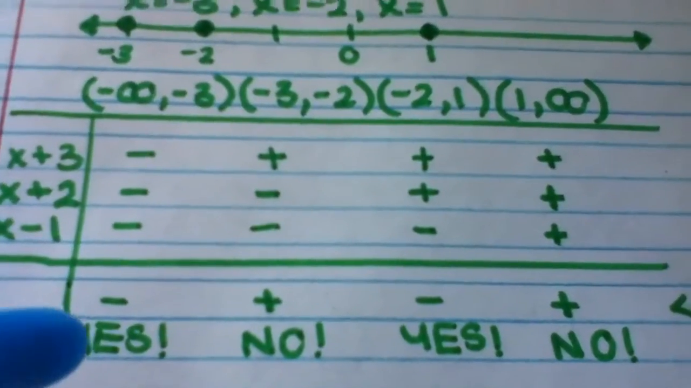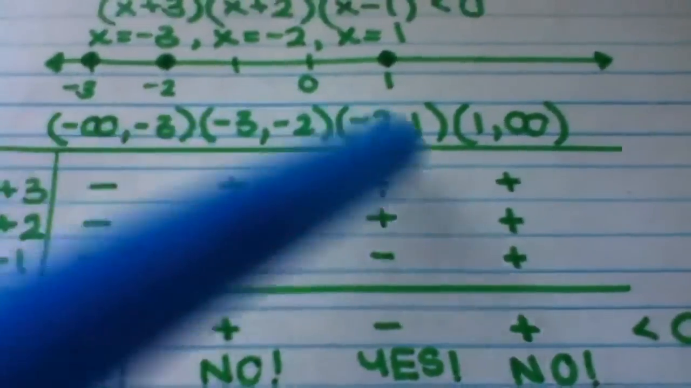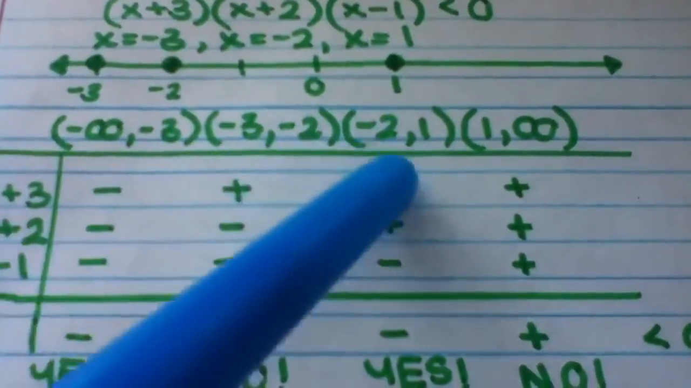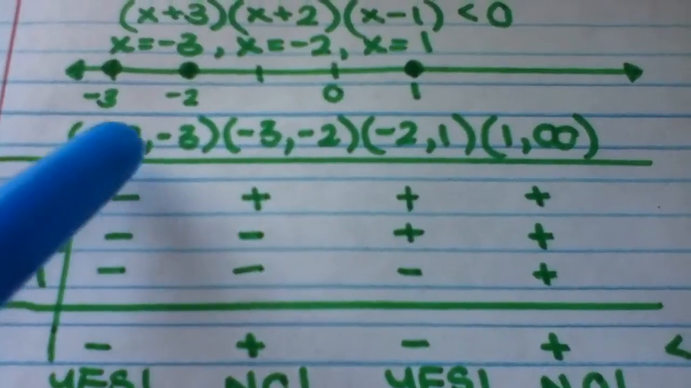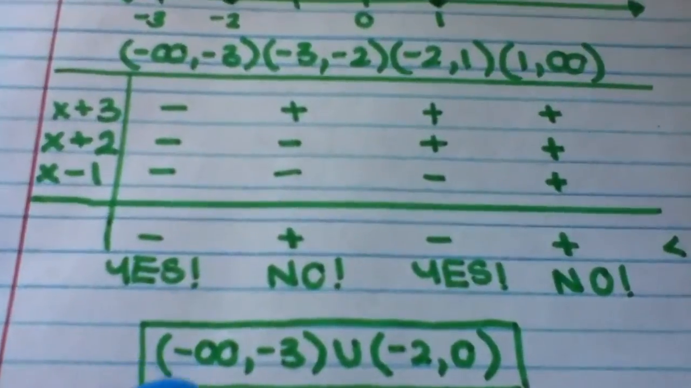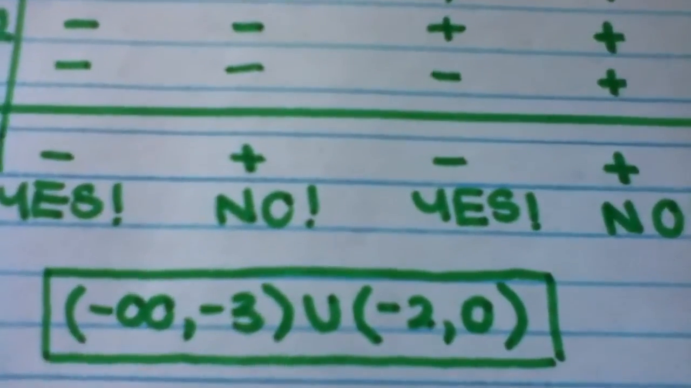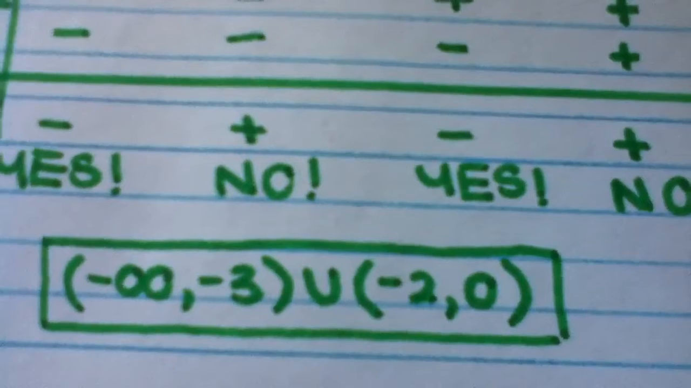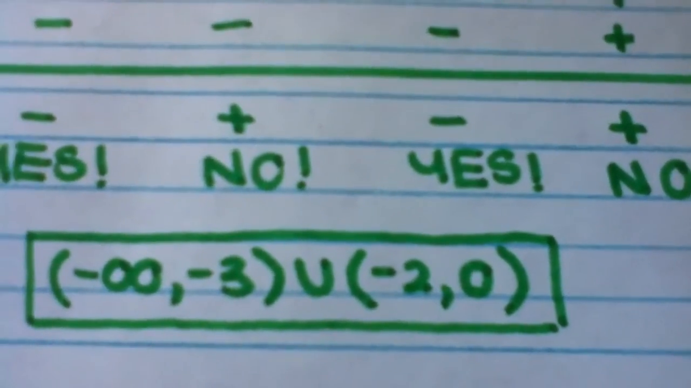So we go up here and find the two intervals that make sense and are less than 0, which are negative infinity to -3 and -2 to 1. So our final answer is parentheses, negative infinity to -3, and -2 to 1, and that is the final answer.